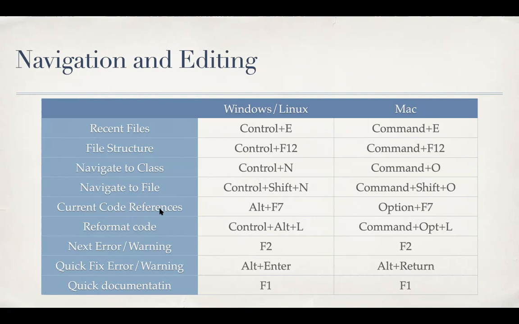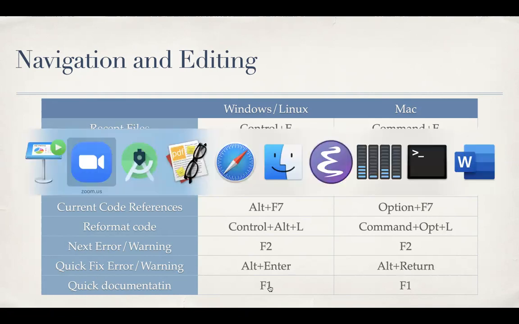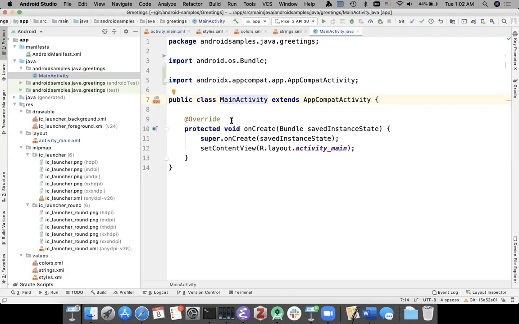Current code references. So where is this function you are currently on? Where all is it used? That can be a useful query sometimes. So you can do Alt F7 or Option F7 to find that. And we can perhaps do a quick demo of this in a second. Reformatting the code: Control Alt L or Command Alt L. Finding errors or warnings using F2 and fixing those using Alt Enter or, well, it should be Opt Return. And finding quick documentation using F1.